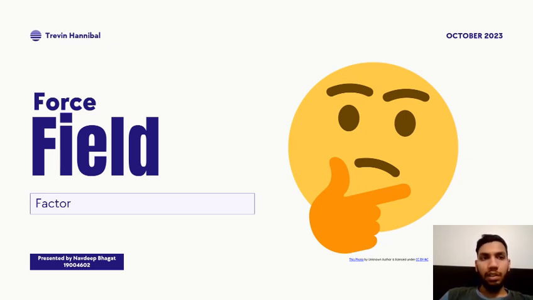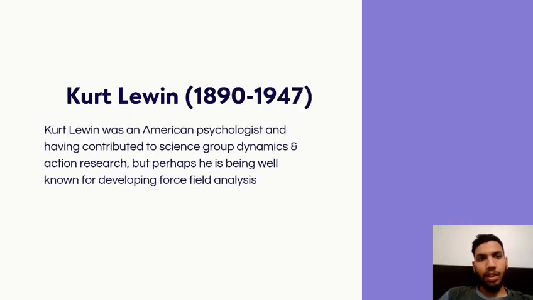Today I am going to present the force field factor. The force field factor was discovered by Kurt Lewin, an American psychologist who contributed to many projects in the science of group dynamics and research, but is perhaps most famous for developing force field analysis, which is used nowadays by organizations to boost their growth.